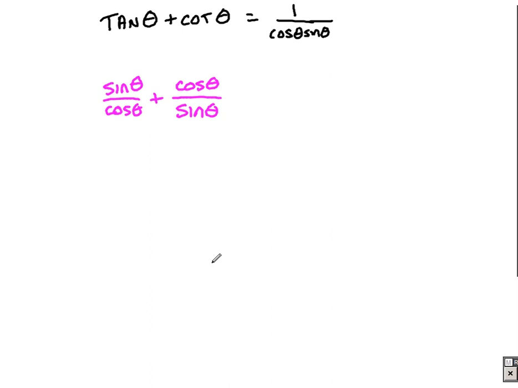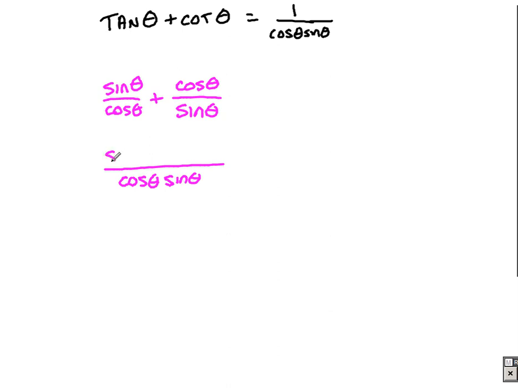From here, let's see, I have two fractions. I want to eventually get into one big fraction. So I need to make a common denominator. I would multiply these two together to get that: cosine theta times sine of theta. To get the numerators, I need to multiply cosine by sine to get my new denominator.